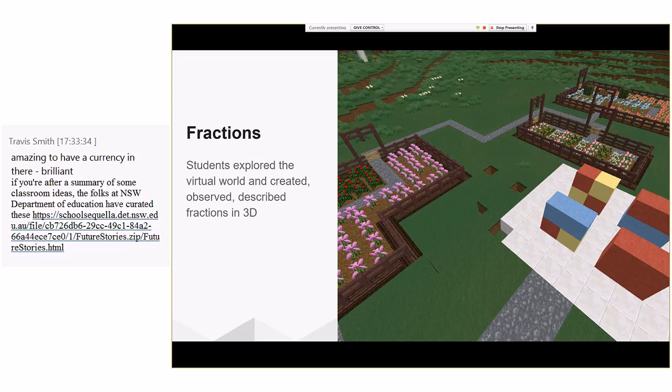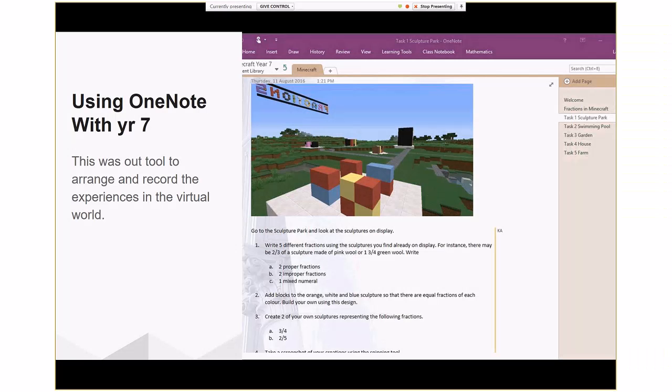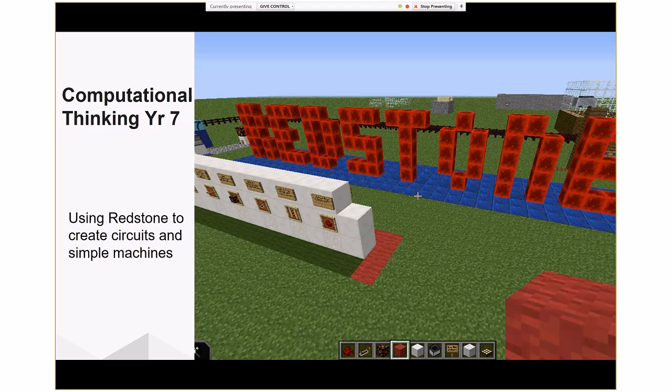We also used OneNote to manage that learning, to make the learning as independent as possible. So I took the screenshot and said, all right, girls, here are your tasks. OneNote became important for us to manage the learning in the virtual world. We also did a project on Redstone. That was about computational thinking, because we wanted our girls to extend their computational thinking. I will quickly jump through.